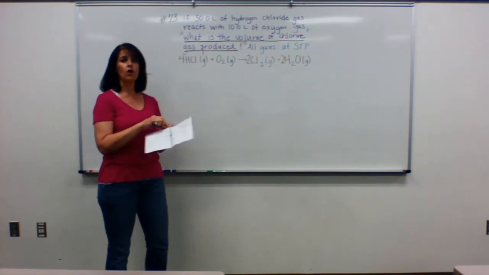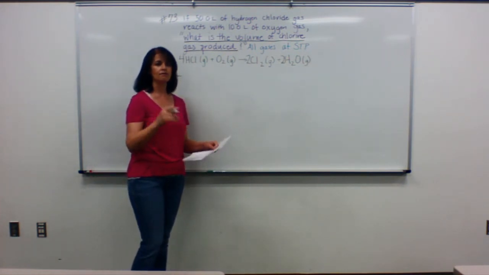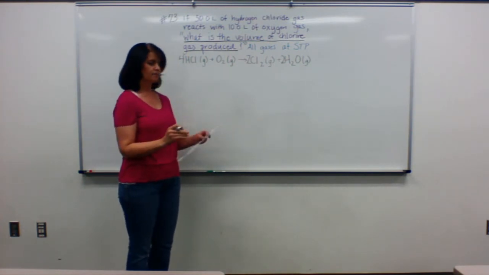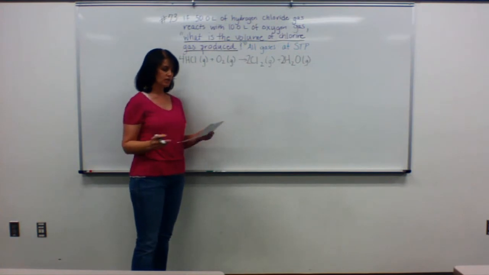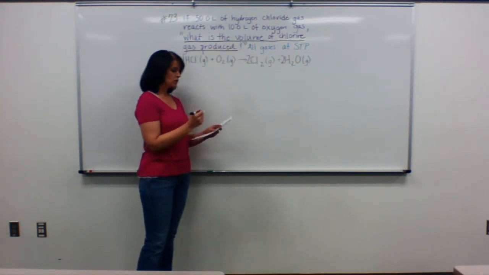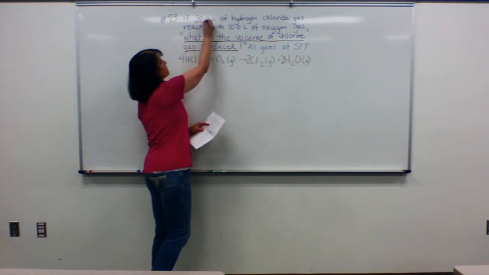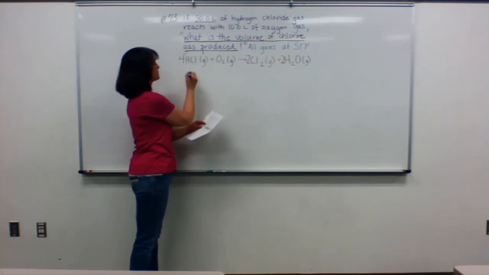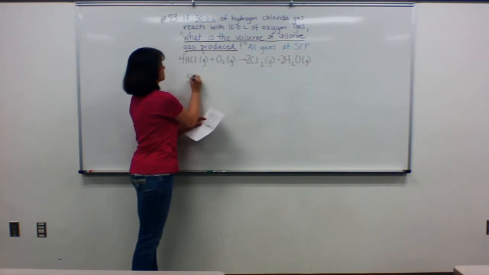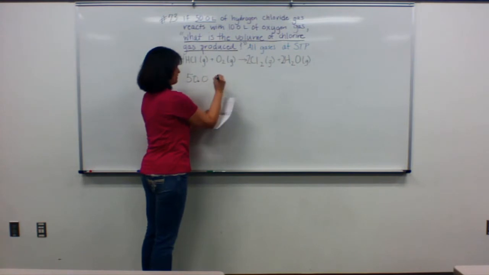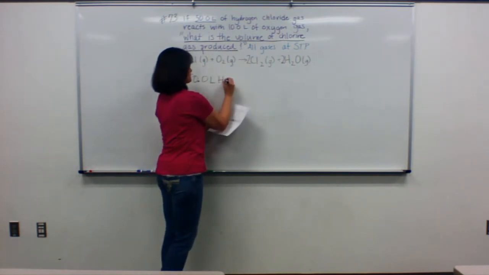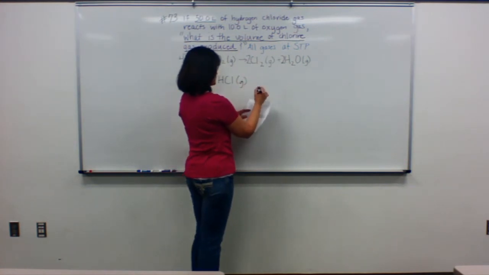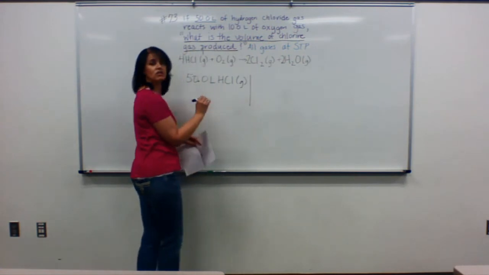Because this is a volume equation, I don't have to do any converting to moles or anything. I can go right into my equation, which I'm going to do because it's asking for the liters of the chlorine gas. So I'm going to start out with my given, which is 50.0 liters of hydrogen chloride gas, and I'm going to do my dimensional analysis.